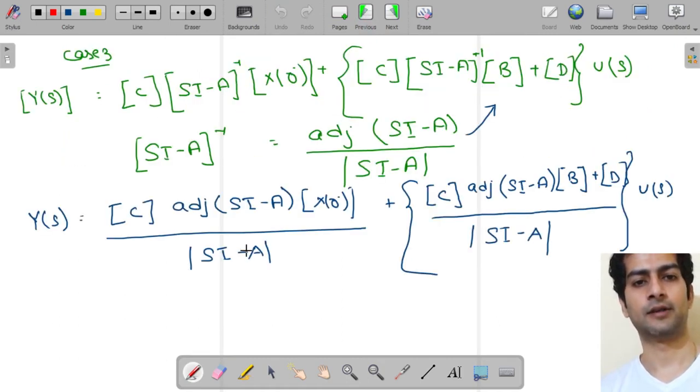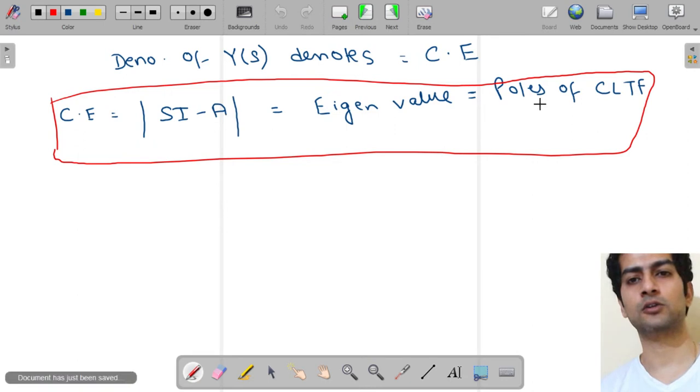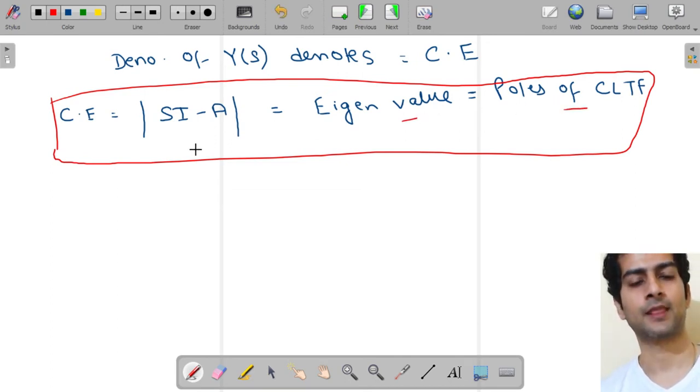See, in the denominator we are getting mod of (sI minus A), and the denominator of Y(s) denotes the characteristic equation. So the characteristic equation denotes poles of the closed loop transfer function, and in matrices you would have learned that mod of (sI minus A) also represents eigenvalues. So eigenvalues are the poles of the closed loop transfer function.